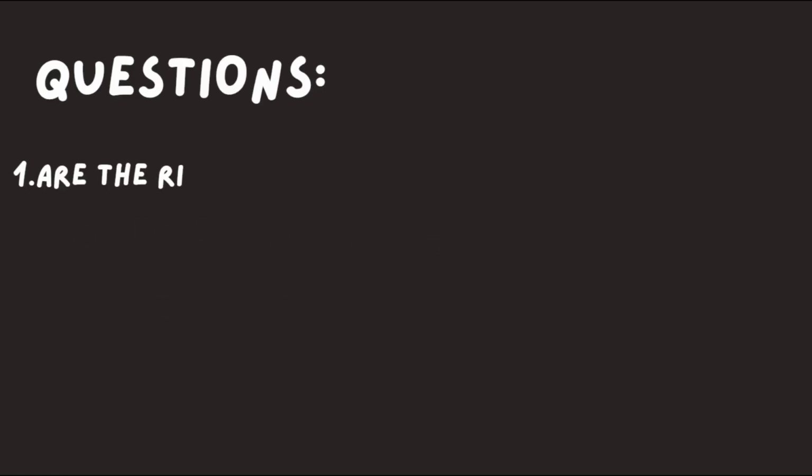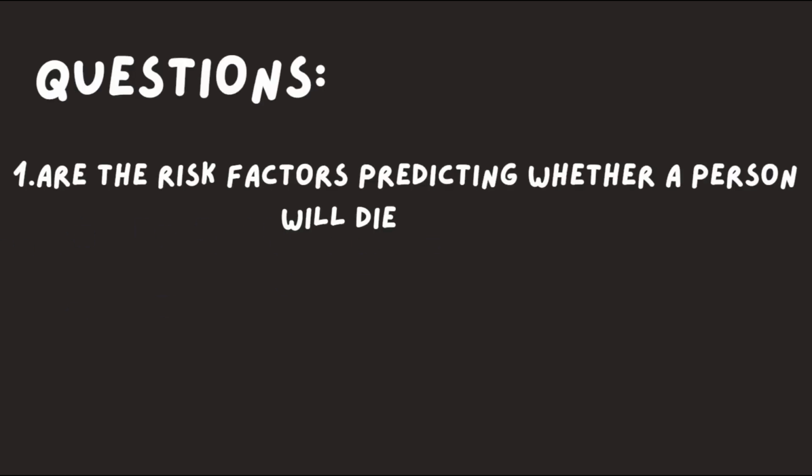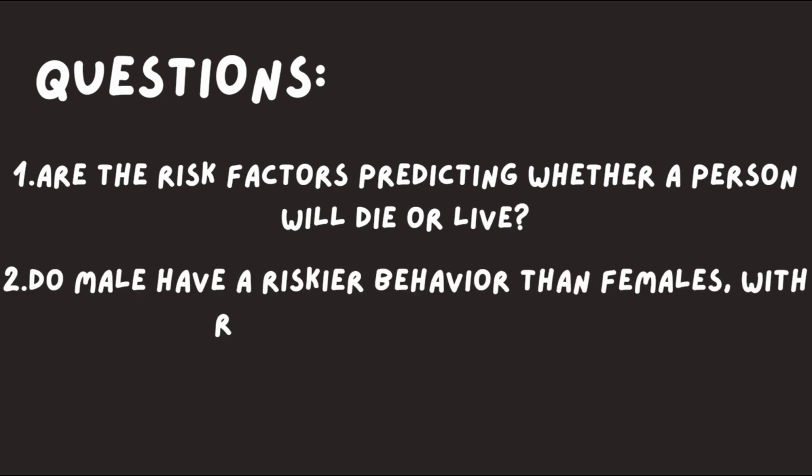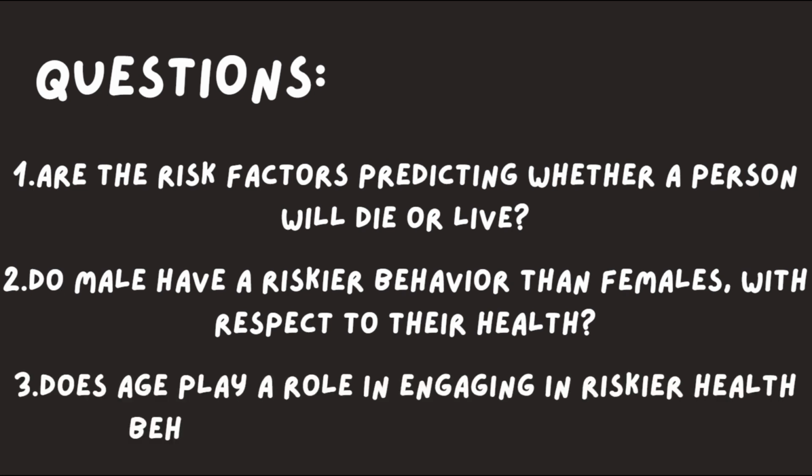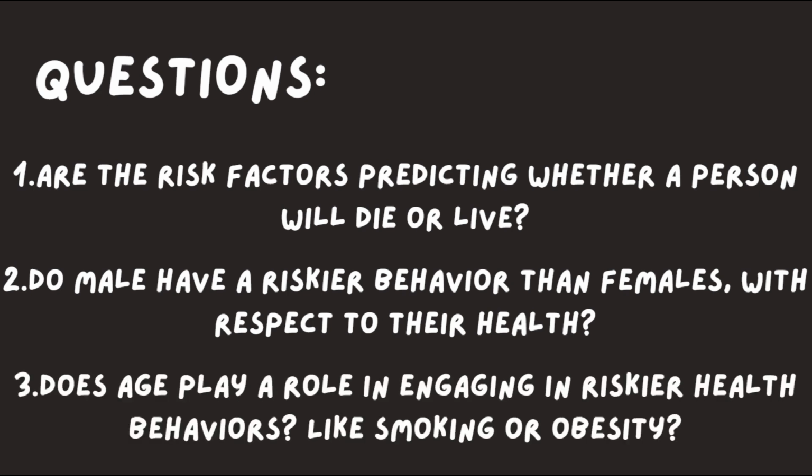Potential questions to choose from are: are the risk factors predicting whether a person will live or die? Do males have riskier behavior than females with respect to their health? Or does age play a role in engaging in riskier health behaviors like smoking or obesity? Any of the questions are classification problems, so any of the following algorithms could work: logistic regression, random forest, XGBoost, or neural networks.